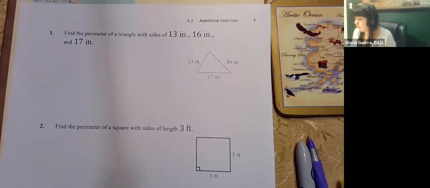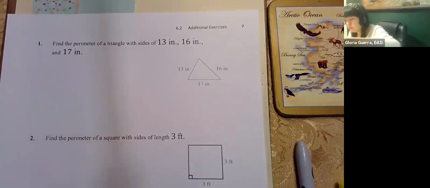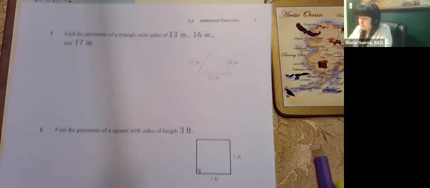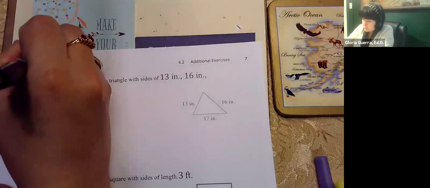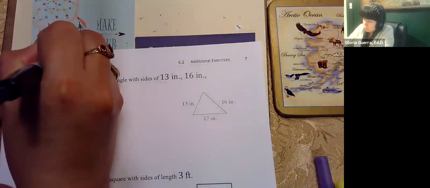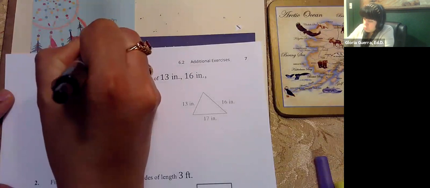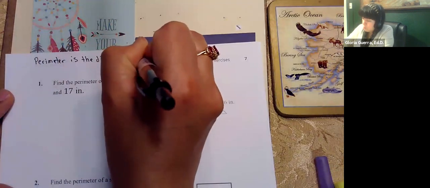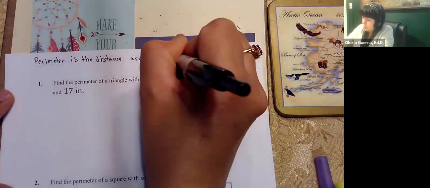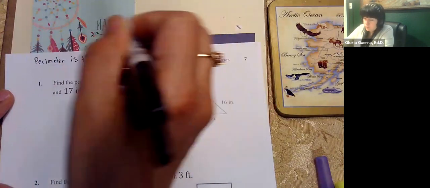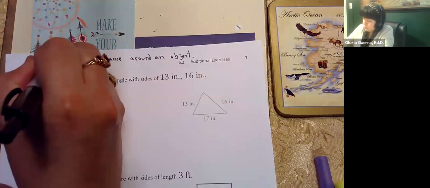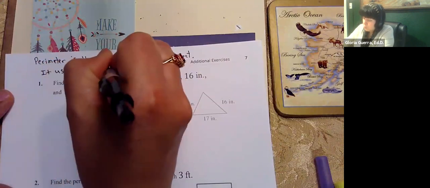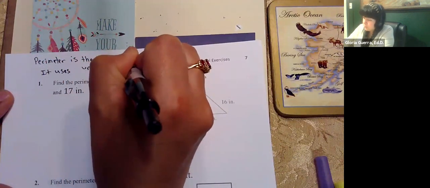If we look up the formula for the first one, first of all, notice that we're finding the perimeter. So I need to tell you the definition of perimeter, and I'm going to define it as: perimeter is the distance around an object, it uses units, and the operation of addition.